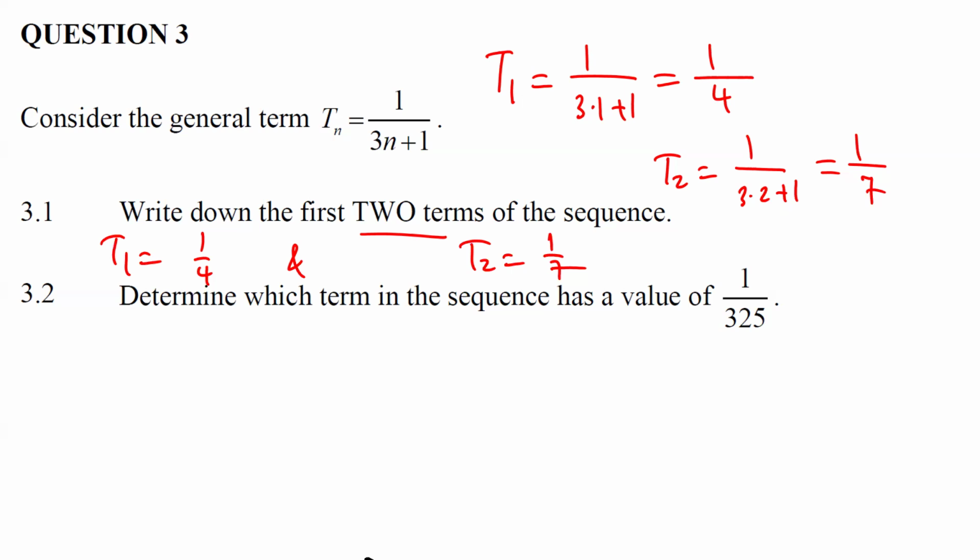So, good. And then the next question is determine which term in the sequence has a value of 1 over 325. Because I'm going to send you this video, you're going to see these things again.